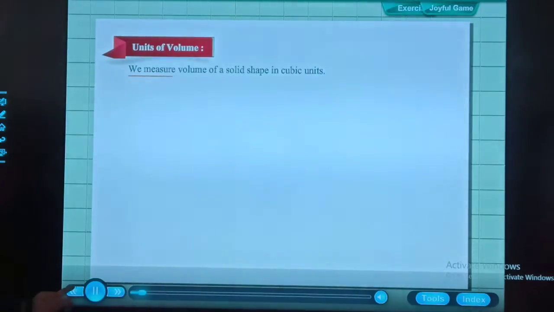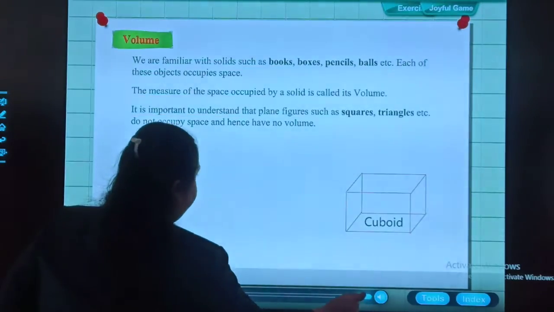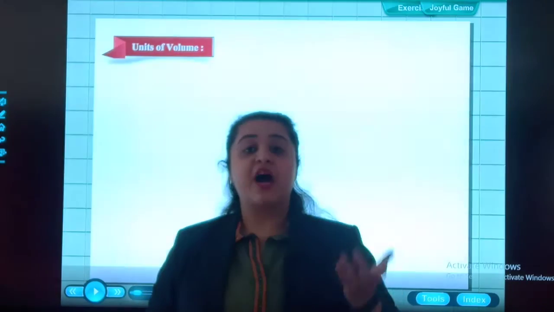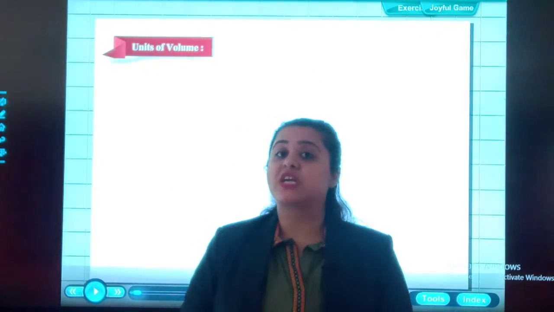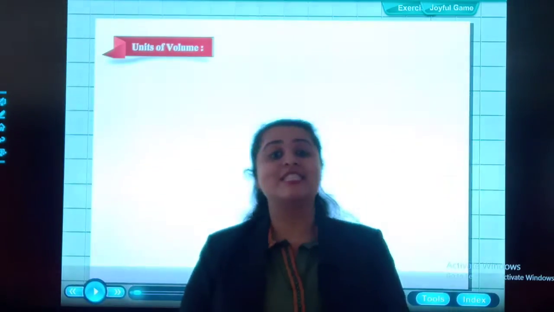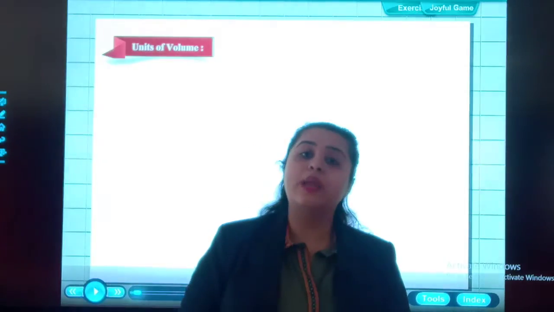You need to know which of the objects we measure. Units of volume. You need to have an idea कि हम कौन-कौन से objects का volume निकालते हैं. Cube, cuboid, sphere, cylinder. Understood? This is important for one marker.